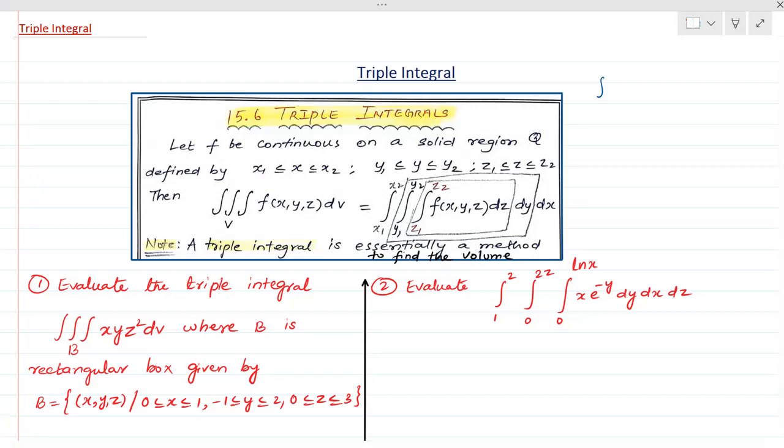In this video, we are going to discuss the triple integral. In the previous video, we discussed how to evaluate single integration and double integration. Now we will go with the triple integral. So this is the same thing we will do here.